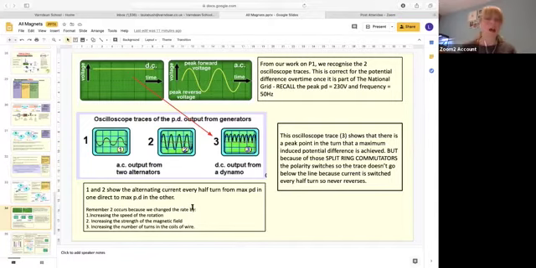Okay. Here 1 and 2 are showing the alternating current every half turn from a max potential difference in one direction to a max potential difference in the other. Remember how we can get the difference here between the two. We can increase the speed of the rotation, which we've done here. We've increased the strength of the magnetic field at that point here.